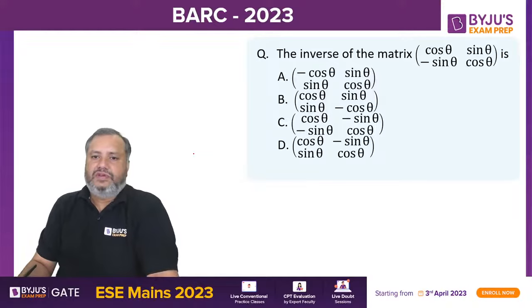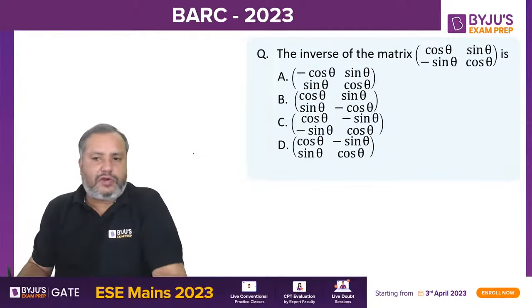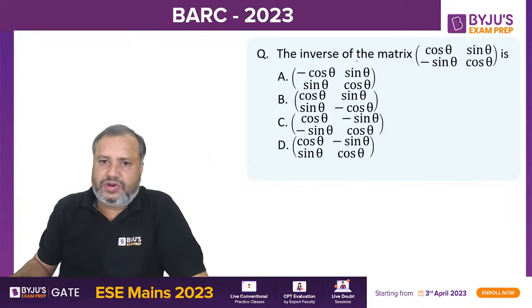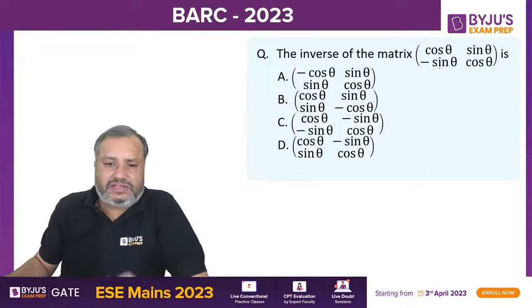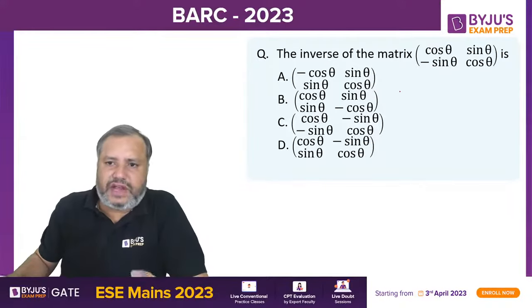Now see this: the inverse of the matrix. We have to find the inverse of this matrix. Students, they have given you a matrix, and we have to find the inverse. So the inverse is adjoint upon determinant.